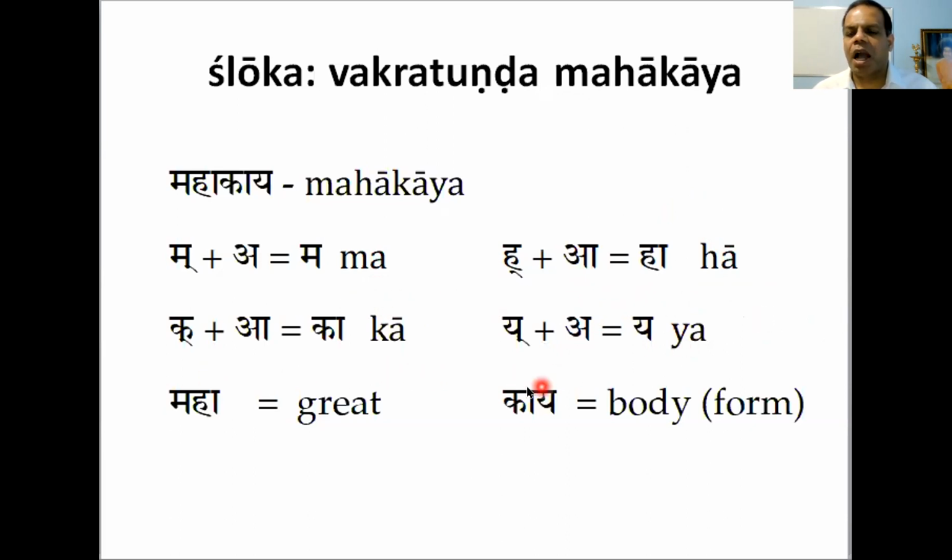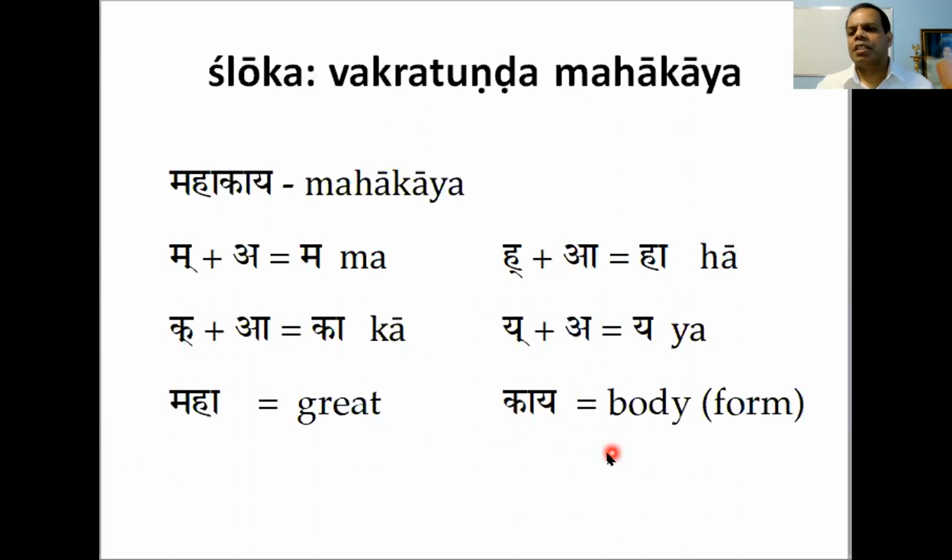The next one is Ka. It's again a longer akara. Ka plus akara gives you Ka. The next letter is Ya. E plus A gives you Ya. So Ma, Ha, Ka, Ya. Maha means anything great, big. Kaya means body or form.